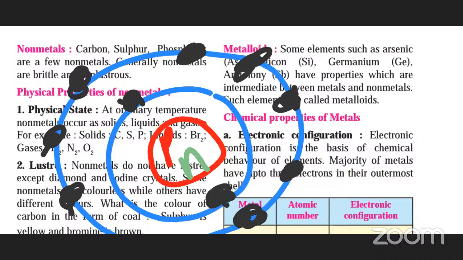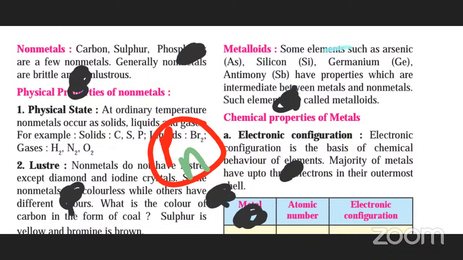Electronic configuration is very important in chemical reactions because every element reacts in a different way, and it depends upon the electronic configuration how the element is going to react.